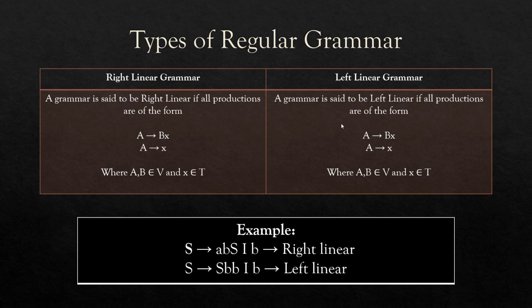So it is indicated here that a grammar is said to be left linear if all productions are of the form A gives bx. Oh, I think example.